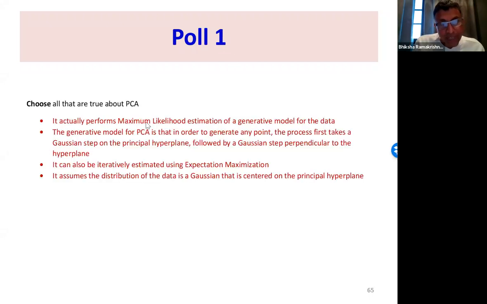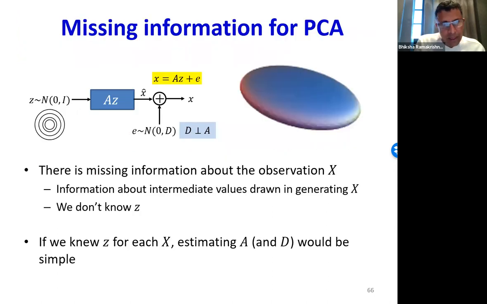PCA actually performs maximum likelihood estimation of a generative model for the data. The generative model is that in order to generate any point, the process first takes a Gaussian step on the principal hyperplane, followed by a Gaussian step perpendicular to the plane. It can also be estimated using EM. It's maximum likelihood estimation, which means you can use EM for it, and it assumes that the distribution of the data is Gaussian, centered on the principal hyperplane, right?